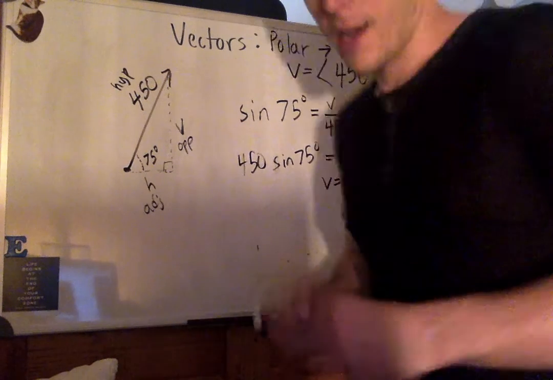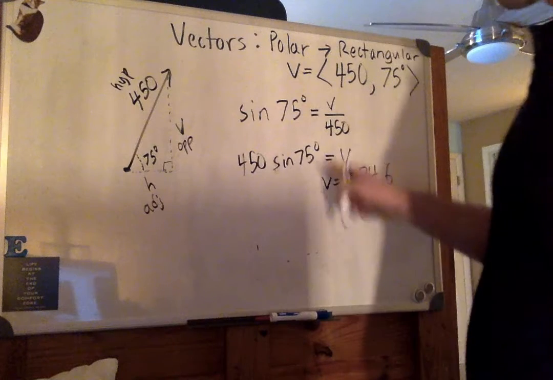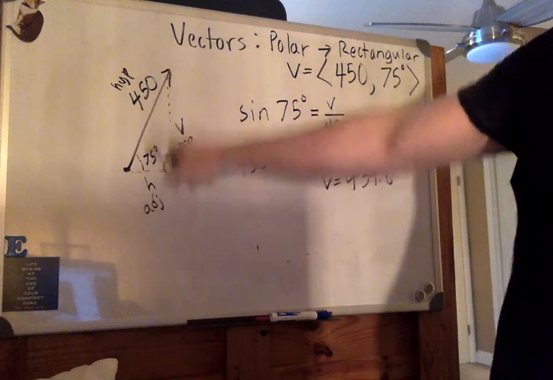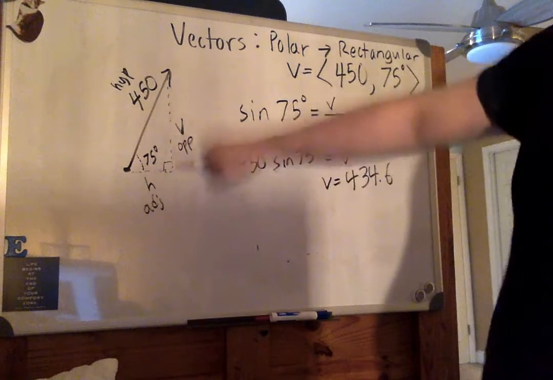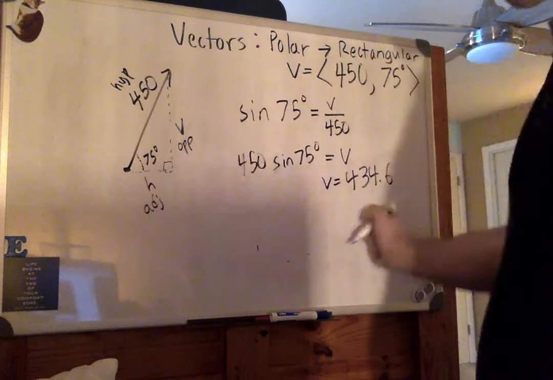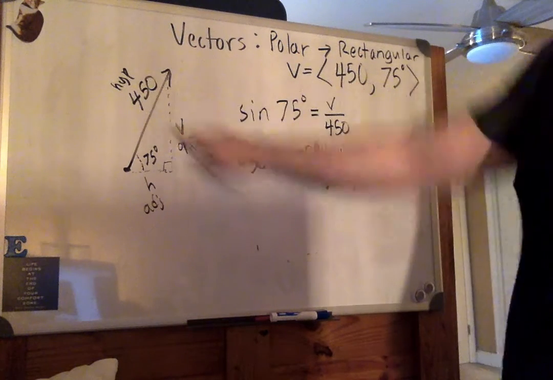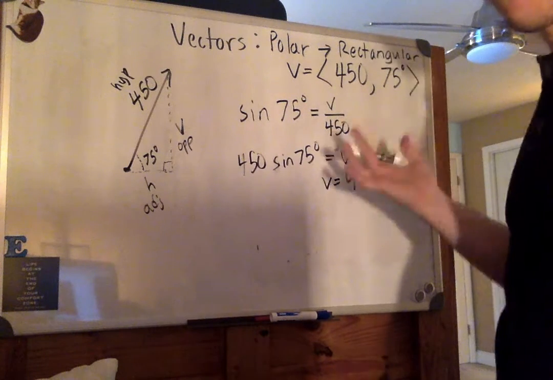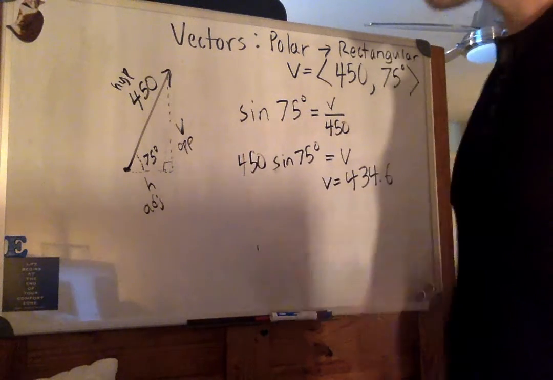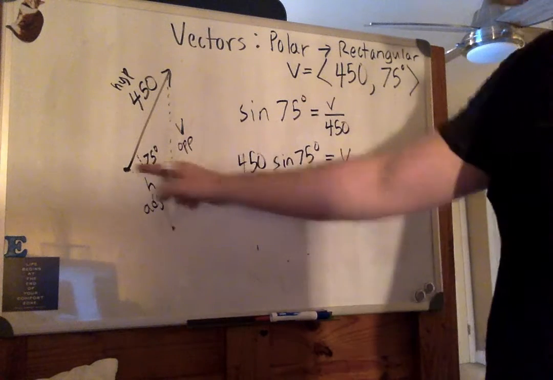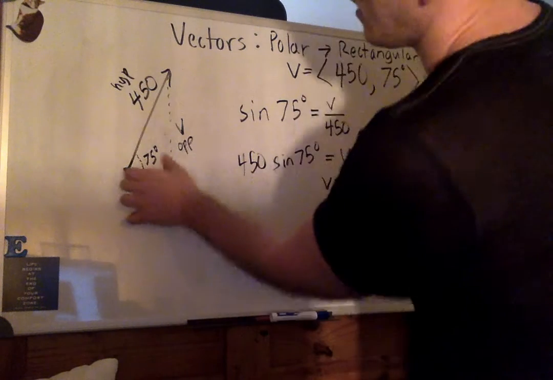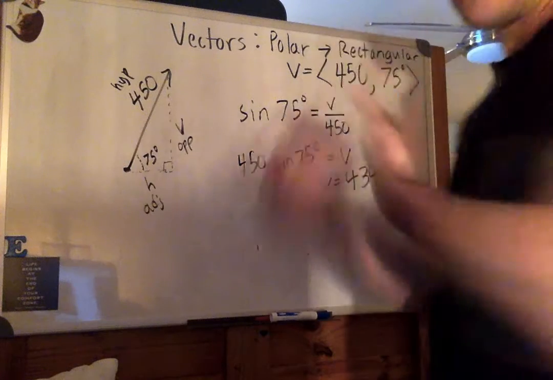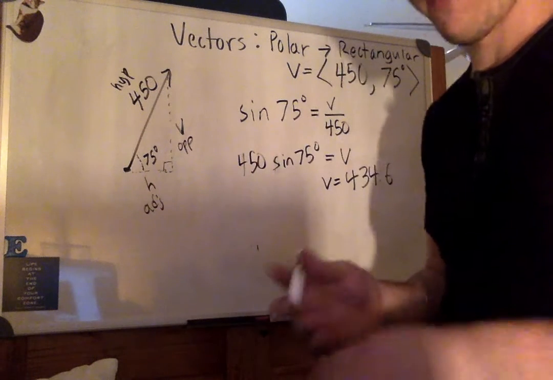That makes sense, because if you look at the way 75 degrees is pointed, this vertical component looks really long, almost as long as the hypotenuse itself. So if the hypotenuse or the magnitude is 450, it makes sense that this would be about 434. The horizontal component is going to be a lot less. If I were estimating, if that's 450 and this is a chunk of it, I would say somewhere closer to the 100 range, maybe even less than that.